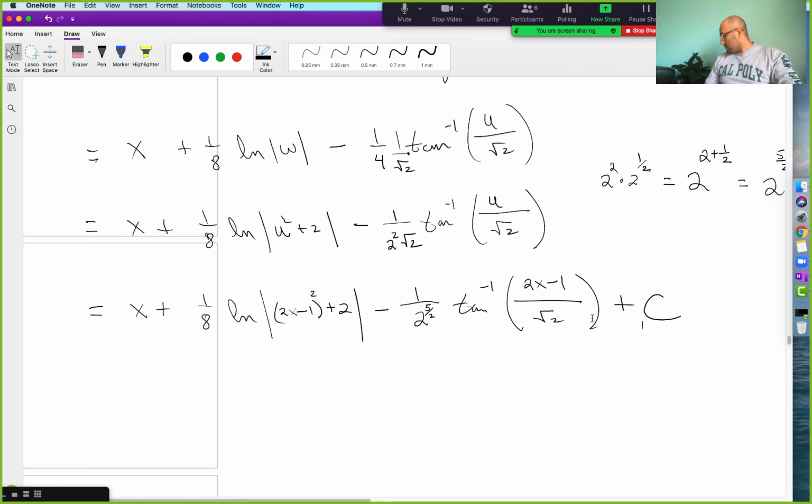Let's see, is that right? Right answer. x plus 1/8 ln of, and if we FOIL that out, we end up with 4x squared minus 4x plus 1 plus 3, which gives you this thing, that gives you that, and then that gives you that, plus a constant. Yep, that's the answer. Man, that was ugly.